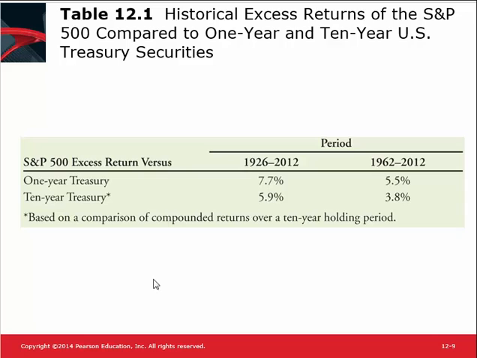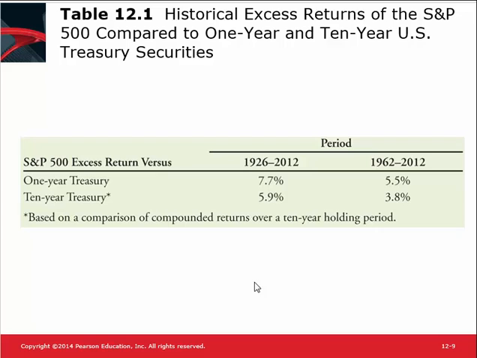So let's look and see what we have here. This is the S&P 500 excess returns. It goes from 1926 to 2012, and for a one-year Treasury security we end up with 7.7%, and this is 62 to 2012. You can see that the last 50 years of this is a little bit lower excess return. The 10-year Treasury, 5.9%. 3.8% has been most recent.